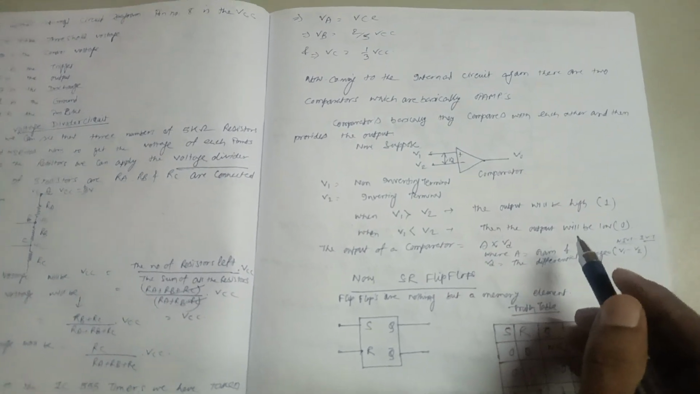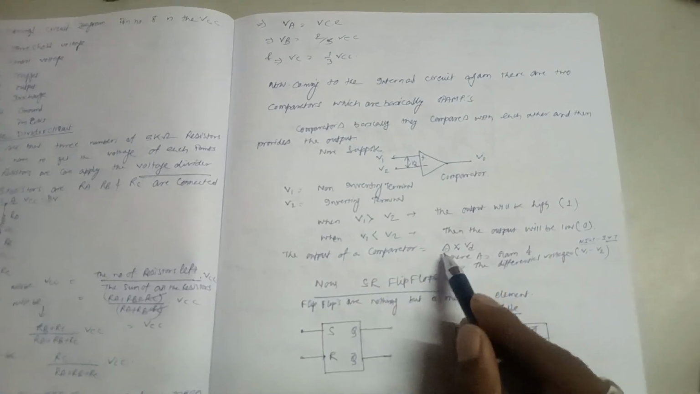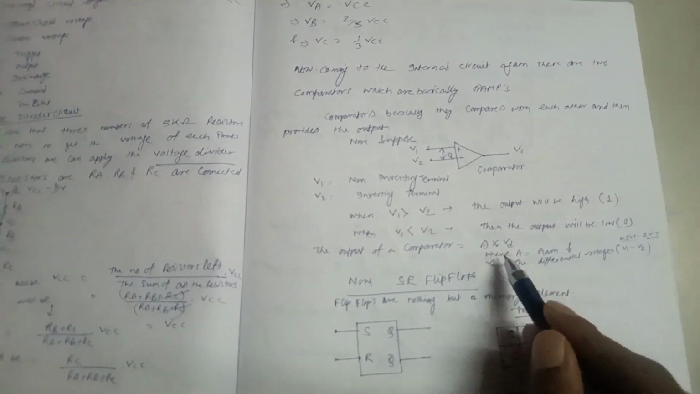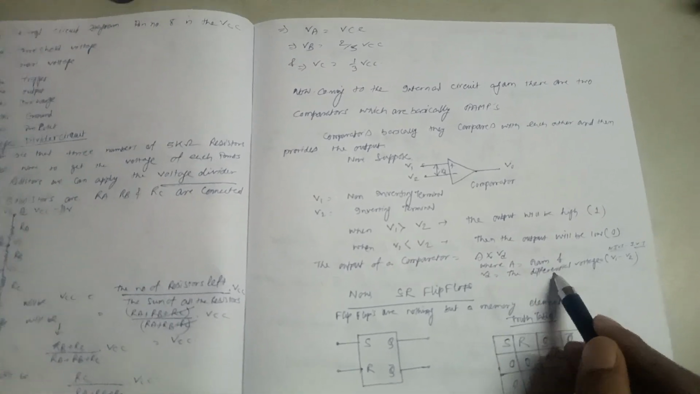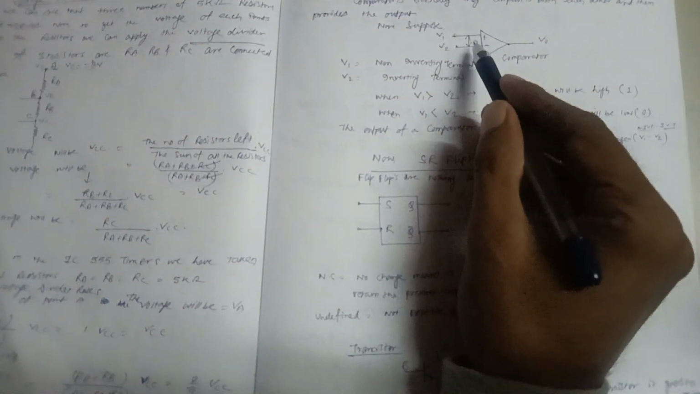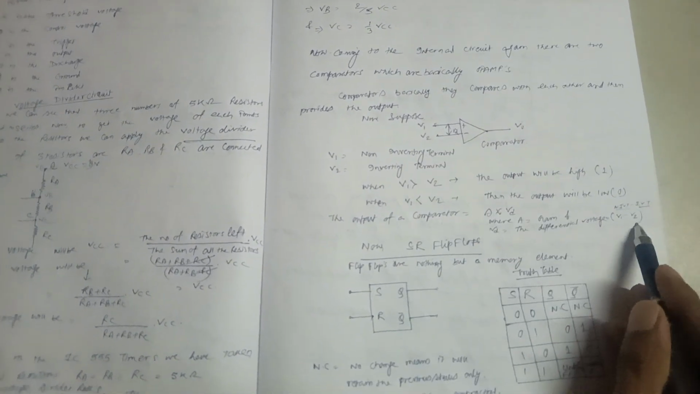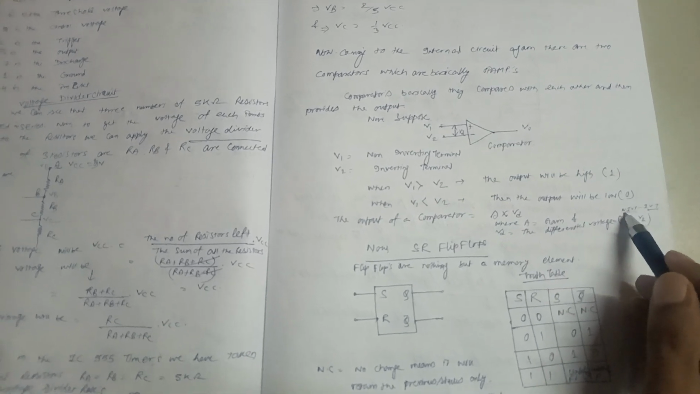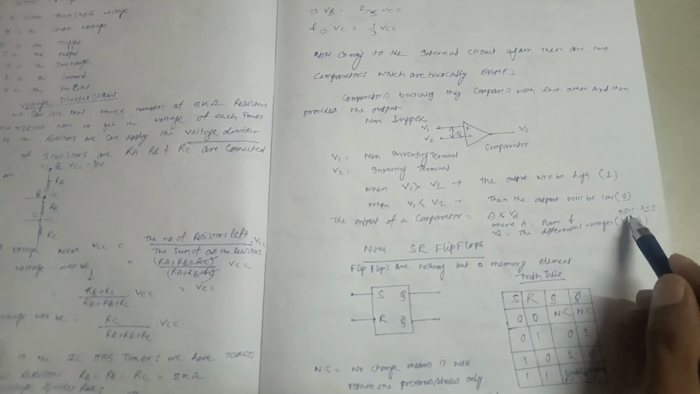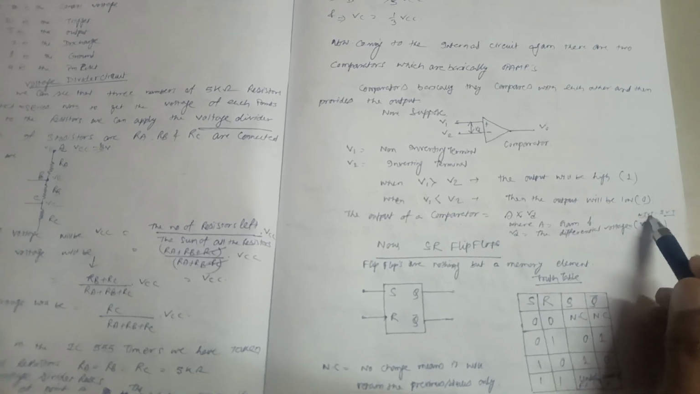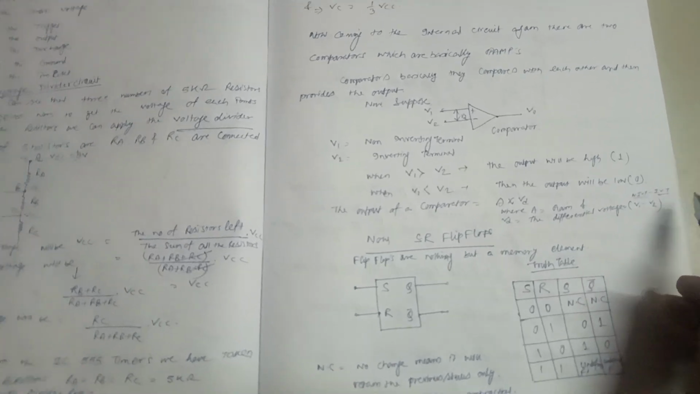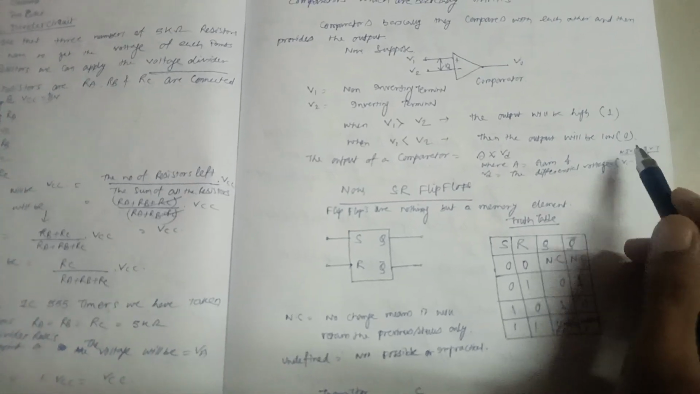So the output of the comparator is equal to A into Vd. What is A? A is the gain and Vd is the differential voltage. Differential voltage means Vd equals V1 minus V2. Here I have written NIVT, which means non-inverting terminal voltage, and IVT means inverting terminal voltage.